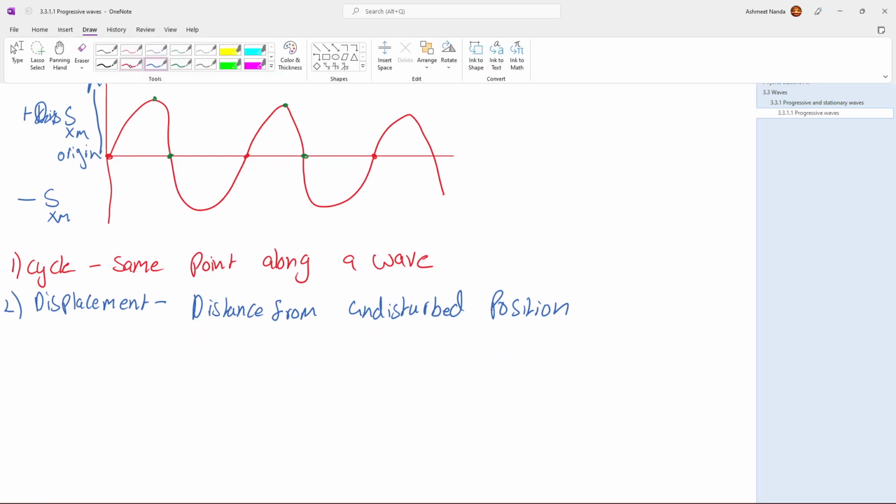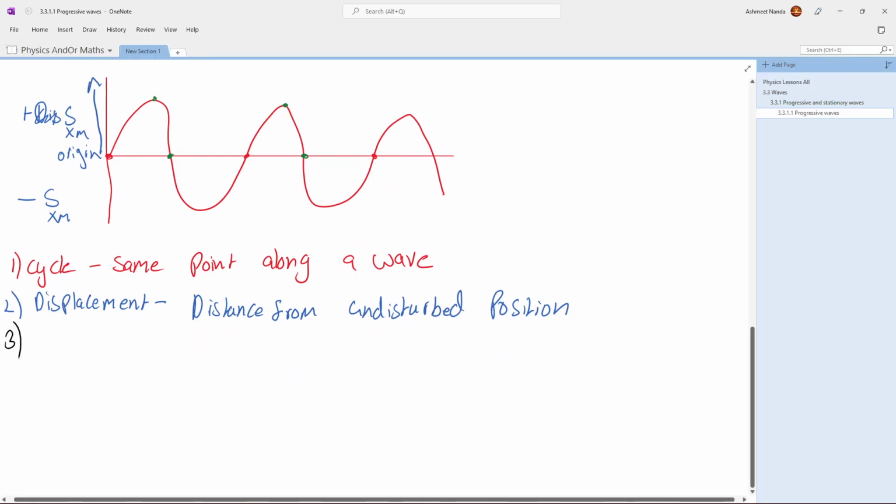Our third one, let's pick another color, is our amplitude, which is the maximum distance away from the undisturbed position.